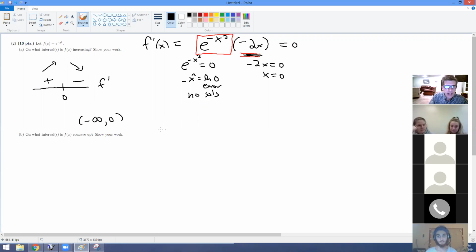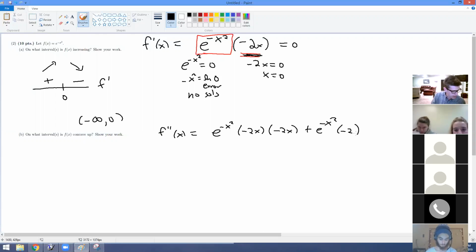Second derivative for concavity, product rule. Let's do the derivative of the first, e to the negative x squared times negative 2x, again, times the second, plus the first, times the derivative of the second. Okay, what do we do with that? Take out e to the negative x squared. Or you can simplify first. Or do what first? Factor. Yeah, let's do that.